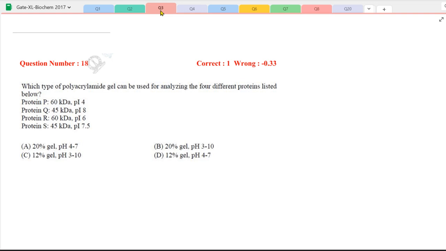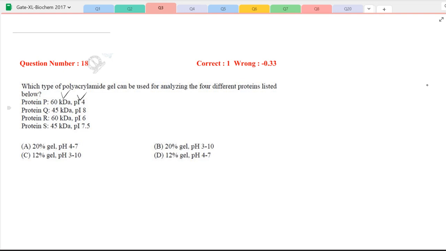Moving on to the next question. Which type of polyacrylamide gel can be used for analyzing the 4 different proteins listed below? So here you have 4 proteins named P, Q, R, S, and if you can see, the molecular weight is also given and the isoelectric points are also given. So it's going to be a gel with isoelectric focusing basically.